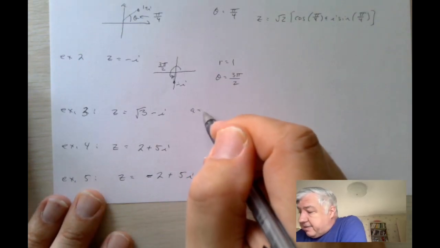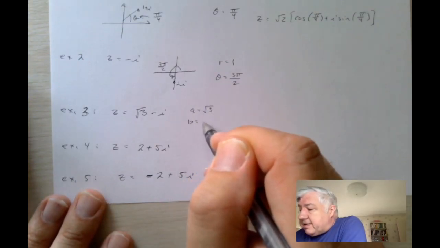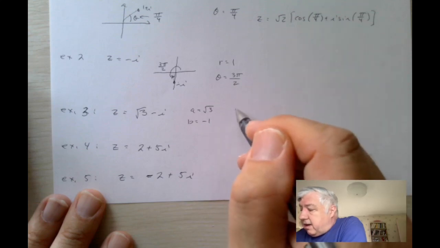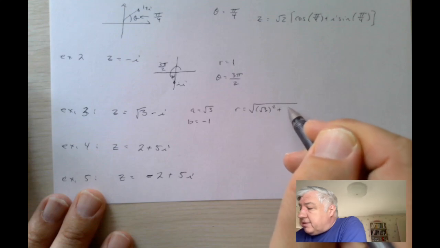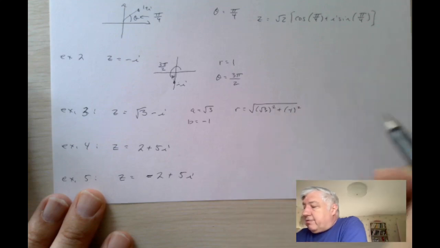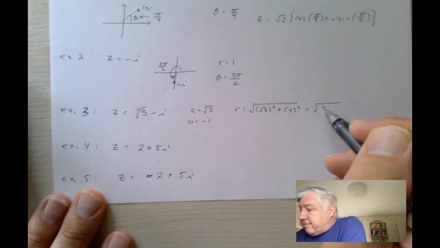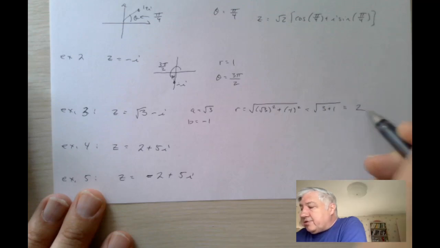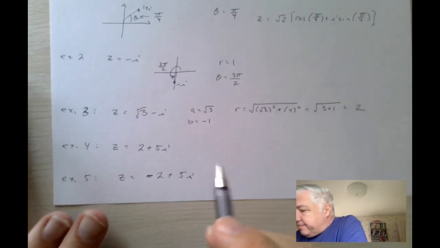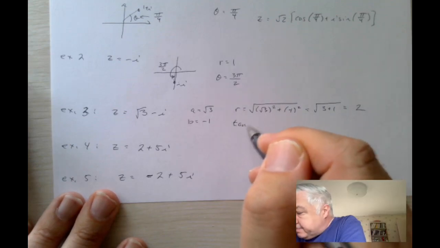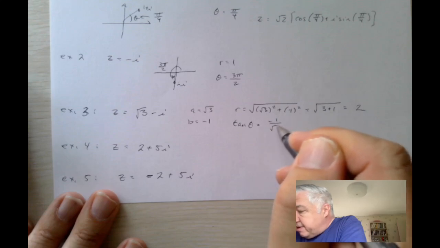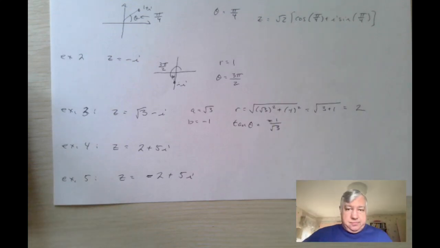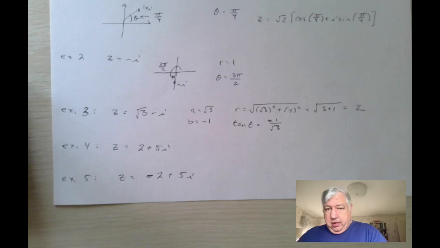In this case, a is the square root of 3, b is negative 1. So r is going to be the square root of 3 squared plus negative 1 squared, all under a square root. So this is going to be the square root of 3 plus 1, which is the square root of 4, which is 2. And then theta, the tangent of theta, is going to be negative 1 over square root of 3. And this is one of the tangent values I'm asking you to memorize, right?